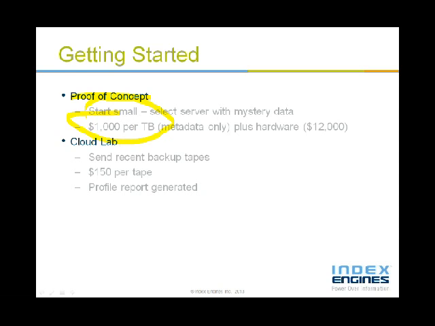$1,000 a terabyte is a list price for metadata index, in this case, plus the hardware. I mentioned we're having a VMware or virtual version, which eliminates that hardware cost. So we have a starter package that starts at just under $10,000 for 5 terabytes of data. Large volume of data, you can get started pretty quick. We can do these proof of concepts pretty easily for organizations just to get a feel for how this works.